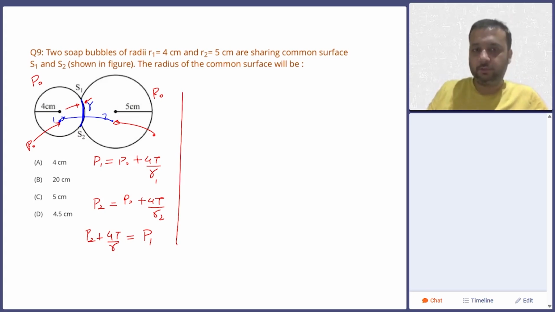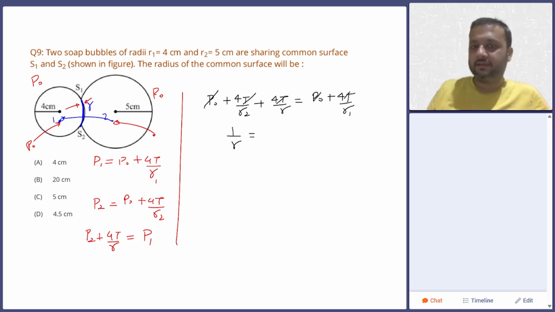So value of P2 is how much? Value of P2 is P0 plus 4T by r2, and plus 4T by r, that will be equal to P0 plus 4T by r1. So P0 gets cancelled and 4T also gets cancelled. So 1 by r will be equal to 1 by r1 minus 1 by r2. Now what is 1 by r1? r1 is 4 centimeters, r2 is 5 centimeters. So using this, you can see that 5 minus 4, which is 1, upon 5 into 4. So that means r comes out to be 20.